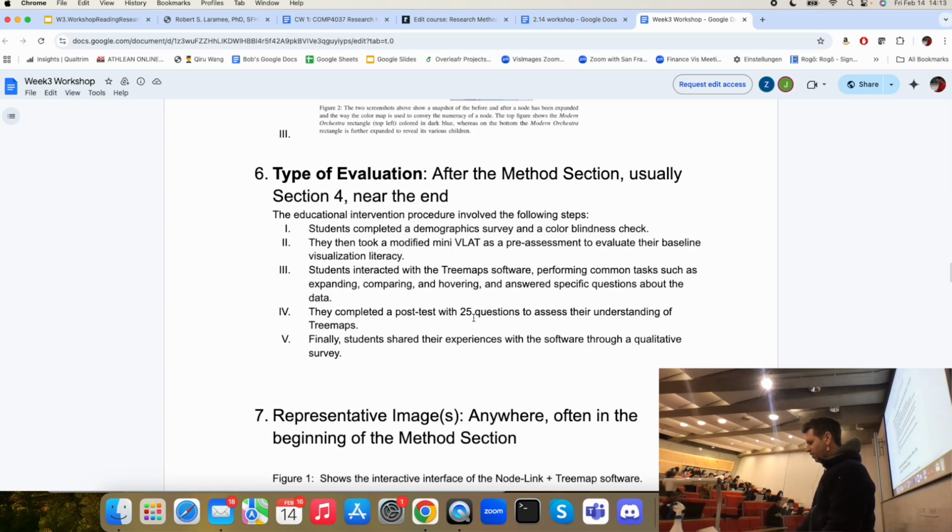So this is a summary of the evaluation. We're not looking for this much detail. It says here, type of evaluation. This is really a user study evaluation, a user-centered approach. And you could also mention that it's taken place in a classroom, like this one, for example. And the classroom was divided into half, and each half uses the software.